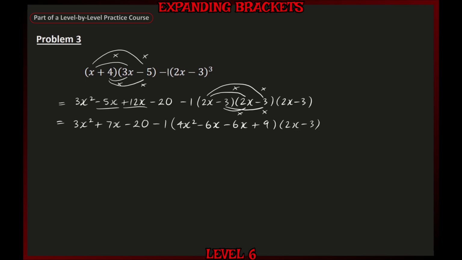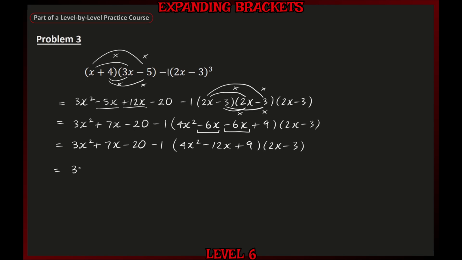Now before we expand the final two brackets, we can simplify the one that we just expanded. So we have 3x squared plus 7x minus 20 minus 1 times, and we have 4x squared. The minus 6x and the minus 6x can be combined to make minus 12x, and we have a plus 9 at the end. And we have our final bracket, and we're now ready to expand.